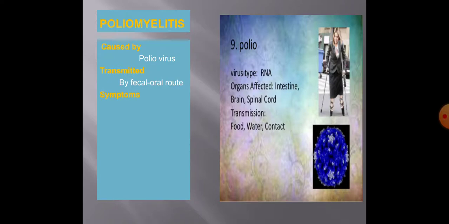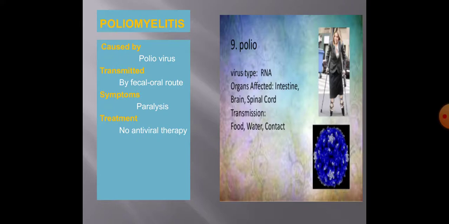replicates in the motor neurons in the spinal cord and results in the death of these cells. As a result of the destruction of motor neurons, paralysis occurs, and this damage is permanent and not reversible.